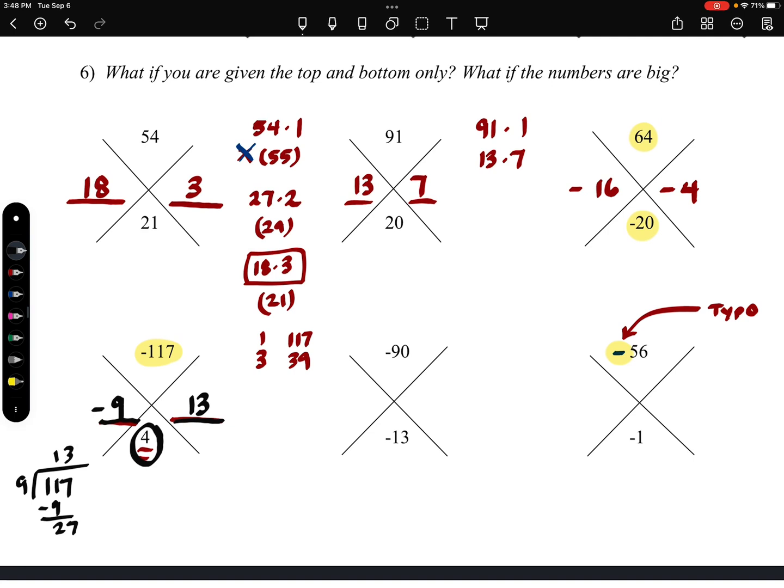How about negative 90 and negative 13? If this is negative up here, all right, and this is negative, well, because this is negative, we know that one is negative, the other one has to be positive. So let's figure out what we have that can multiply to give us negative 90 and then combine to give us negative 13. Okay, so as you're thinking about it, as you're going through, we want more negatives than positives.